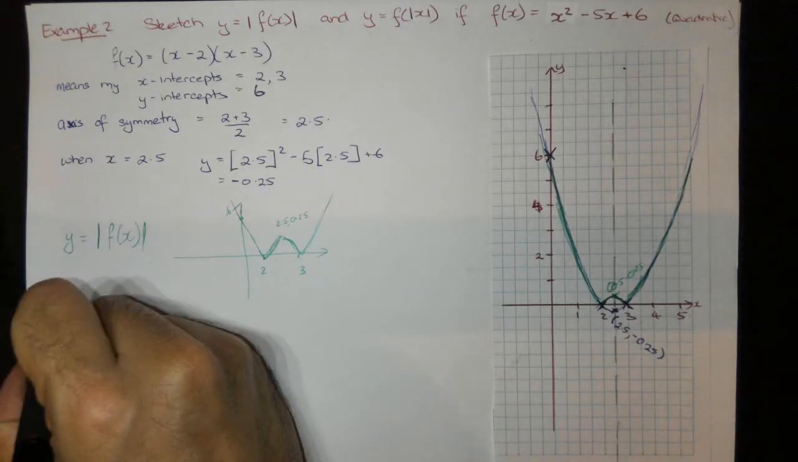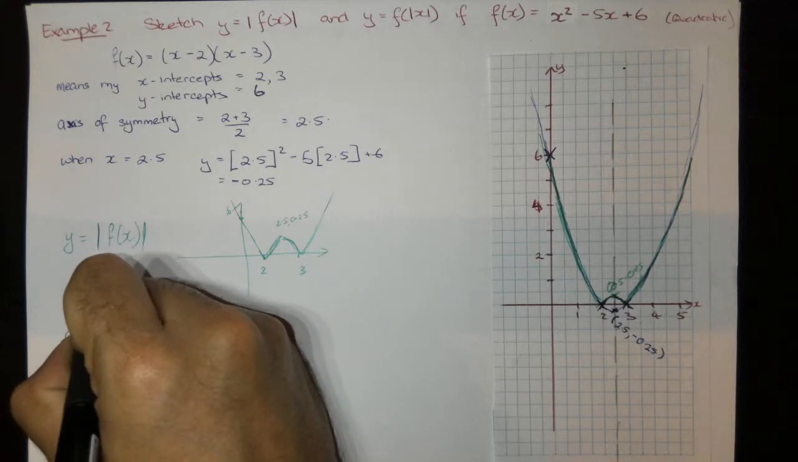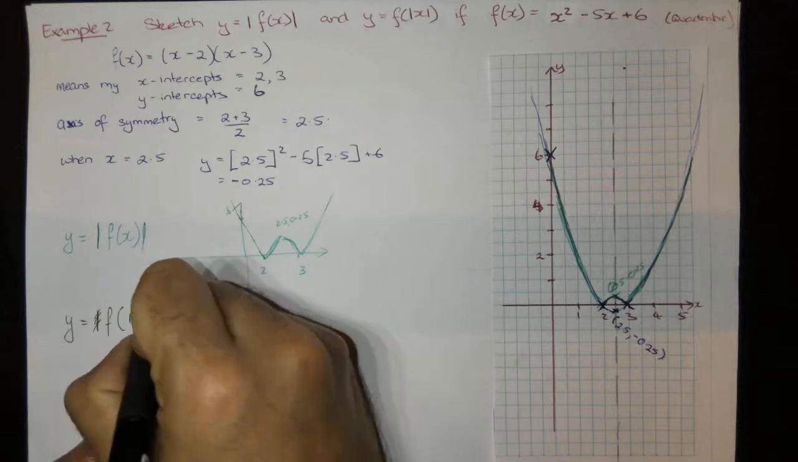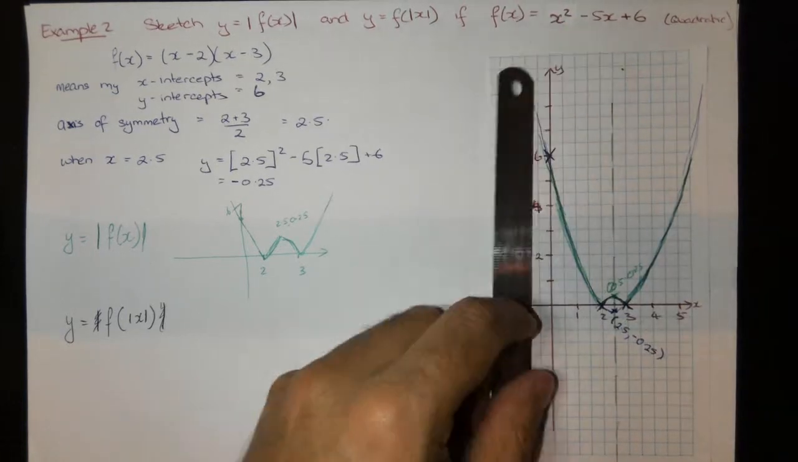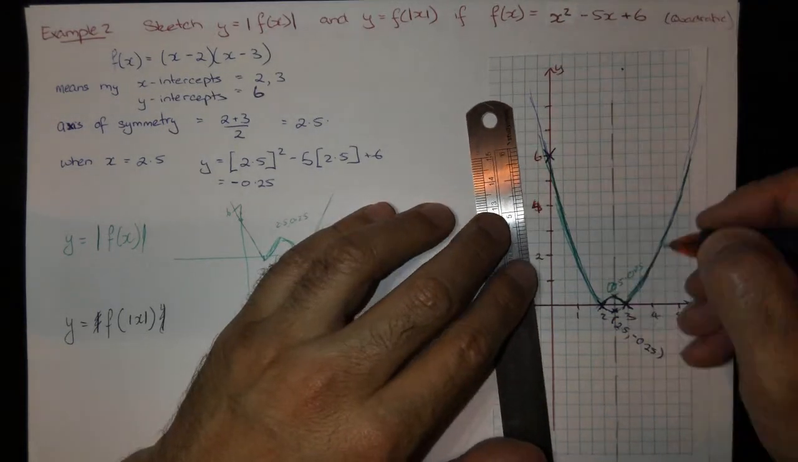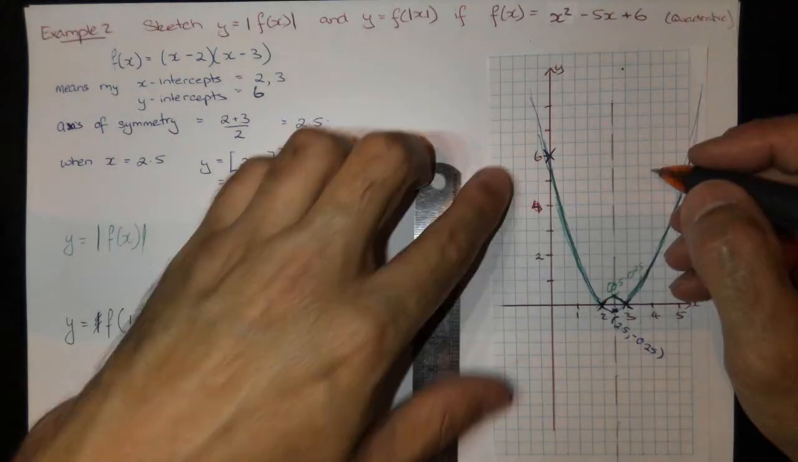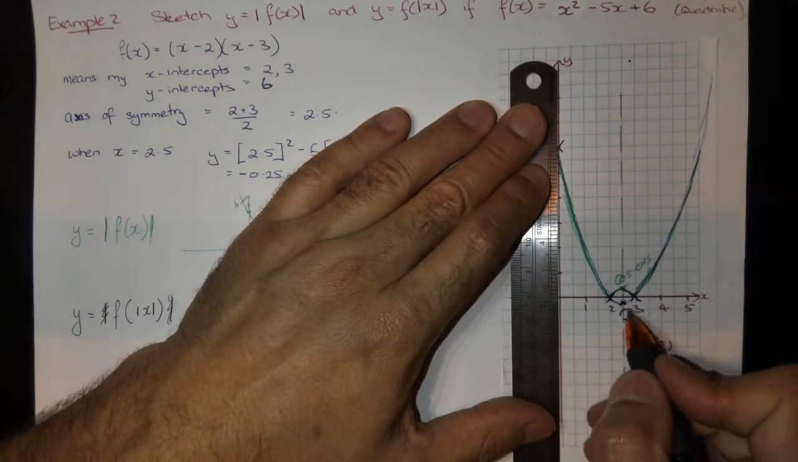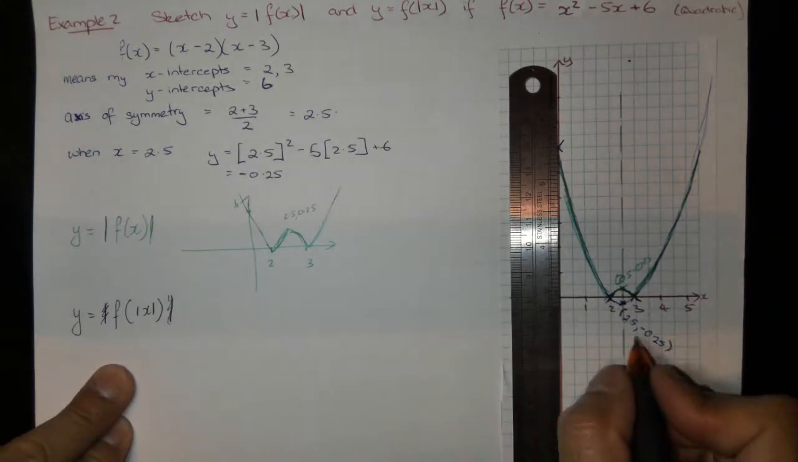When I'm doing f of absolute x, it means that all my x's are going to be positive. So I'll get rid of that. So what I do is I look at the original function, which went like this. And I'm going to get at the y-axis and stop here. So I notice that we got 2.5.